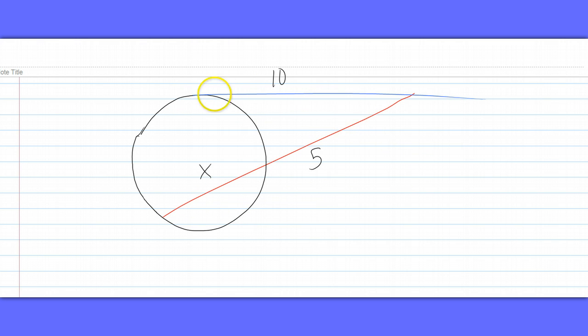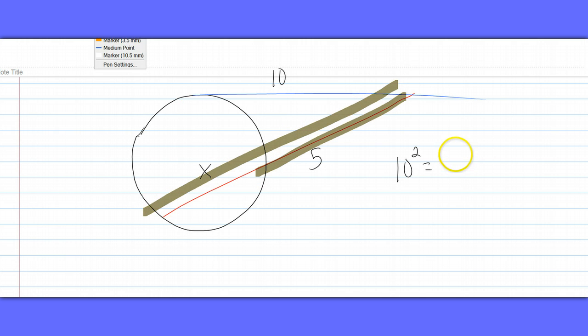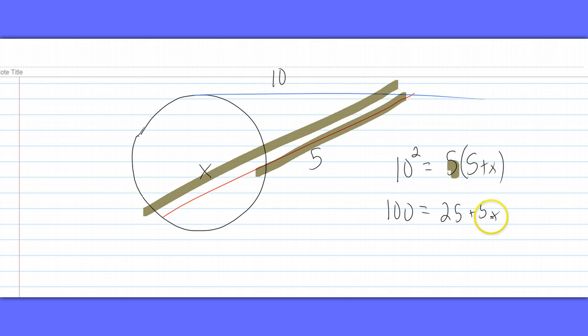And in this last example, we have a tangent and a secant intersecting outside of the circle. So for the tangent, we need to square that length, and for the secant, we have lengths of 5 and 5 plus x. So on the right, it's 5 times the quantity 5 plus x. Now we'll start and do the algebra. Square the left, distribute that 5, subtract 25 from both sides, then divide both sides by 5, and we get that x equals 15.